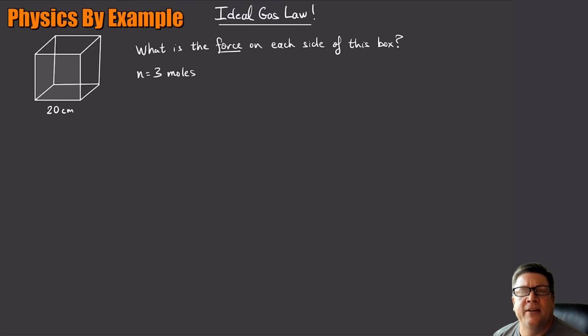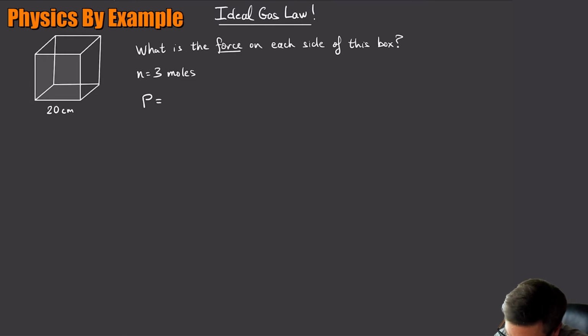And just a standard temperature and pressure. So let's put 3 moles of gas inside of this box at some standard temperature, 300 Kelvin, room temperature. Let's see what the force is on each side of this box. So first, let's calculate the pressure. What is the pressure inside the box?